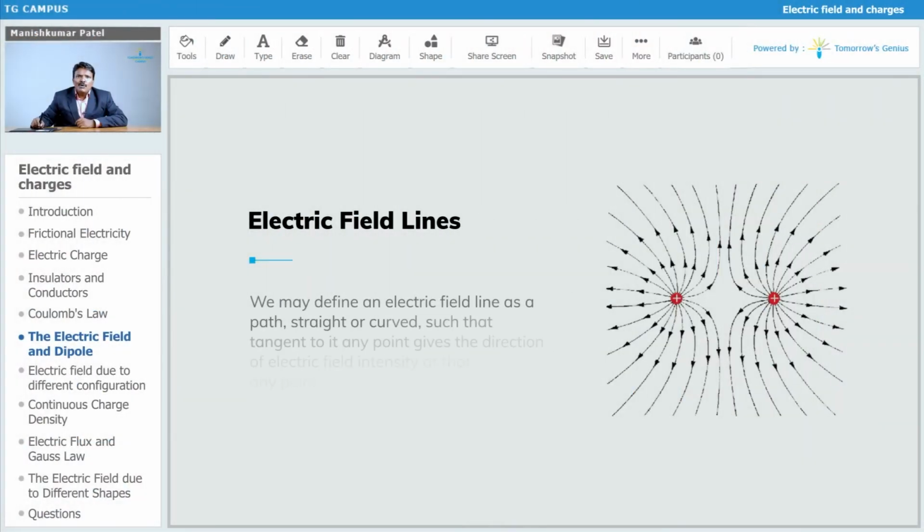So now how exactly am I going to represent that electric field? The simple technique to represent the electric field is with the electric lines of force. Now what are these electric lines of force?